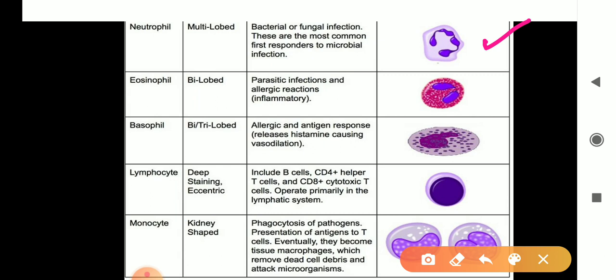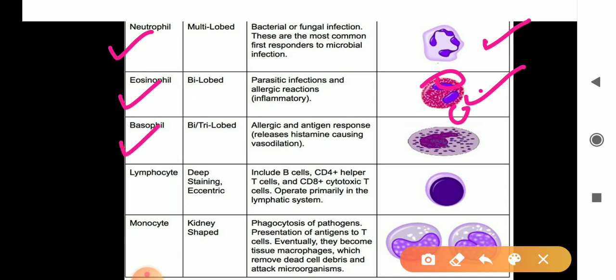Now next is eosinophils. Eosinophils are also called acidophils. They take the acidic stain. They love the acidic stain. Then the nucleus is bilobed. You can see only 2 lobes are there. This is the bilobed. And parasitic infection and allergic reaction is the main function.